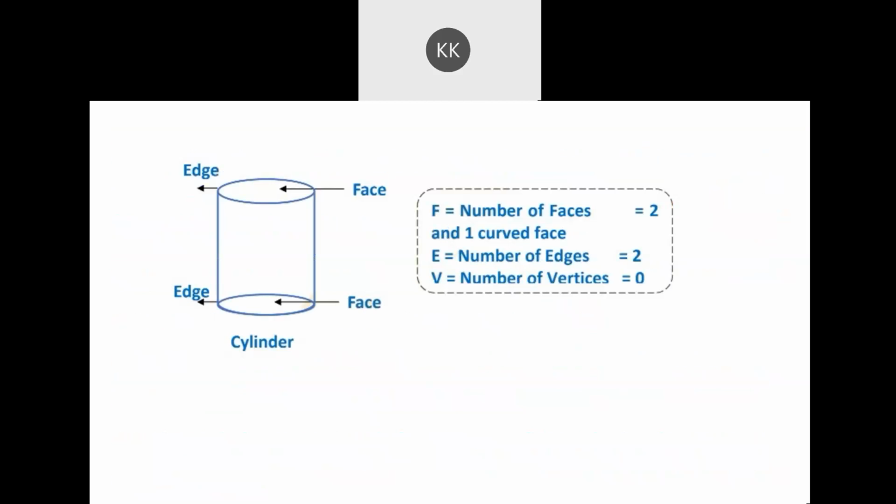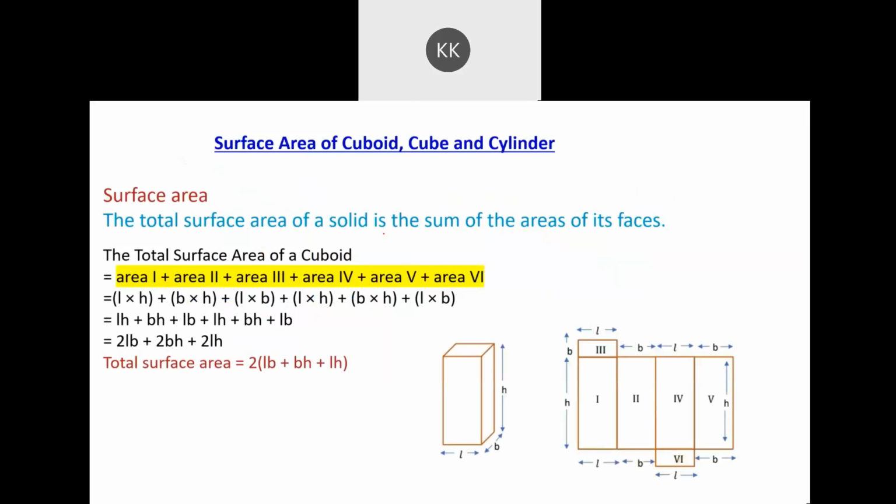In class 6th, in one of the classes, I mentioned that when I cut this cylinder and open it, we get a rectangle and two circles. Correct, very good. Now we are going to see the same thing. Before that, we shall discuss the surface area of cube, cuboid and cylinder.